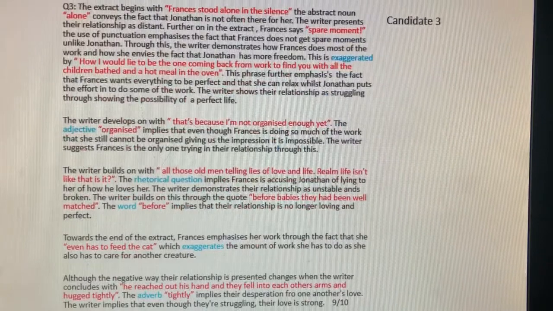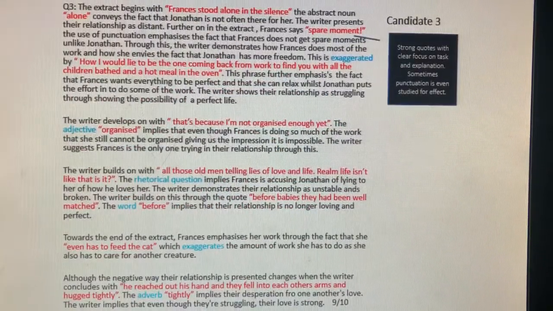And candidate 3 uses some strong quotes with clear focus on the task and exploration. Sometimes punctuation is even studied for effect. So you can see if you read that line there, I've analysed the fact that there's an exclamation mark after spare moment, clearly explaining what that tells you about their relationship.